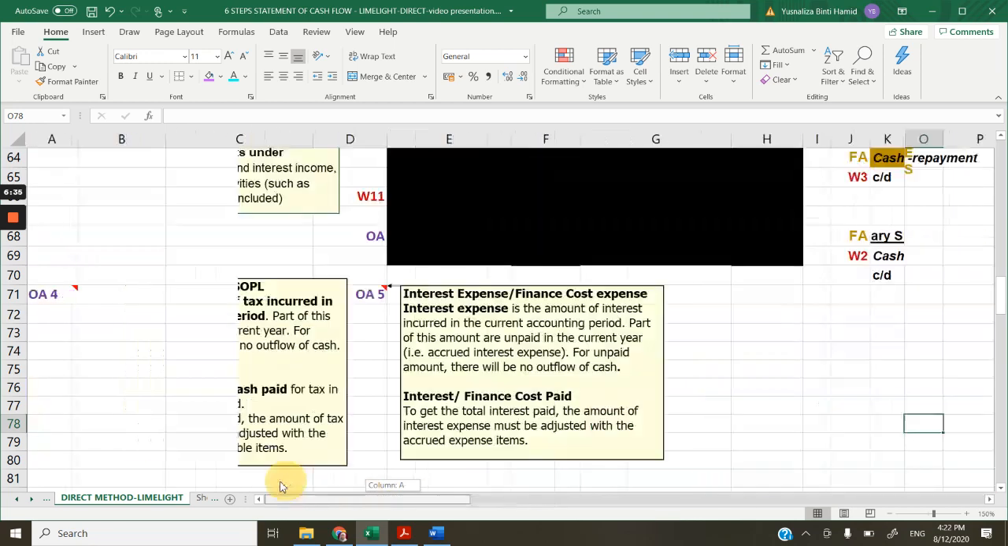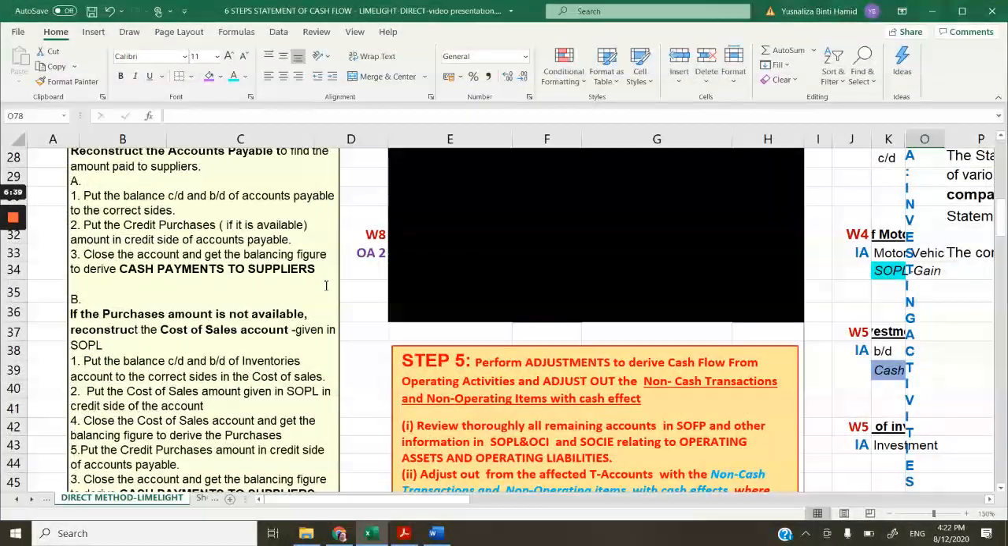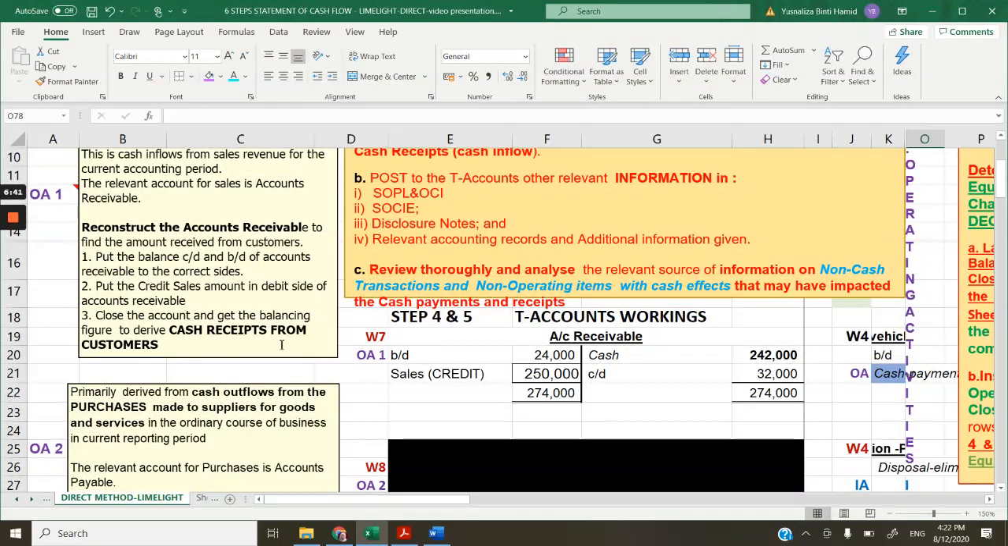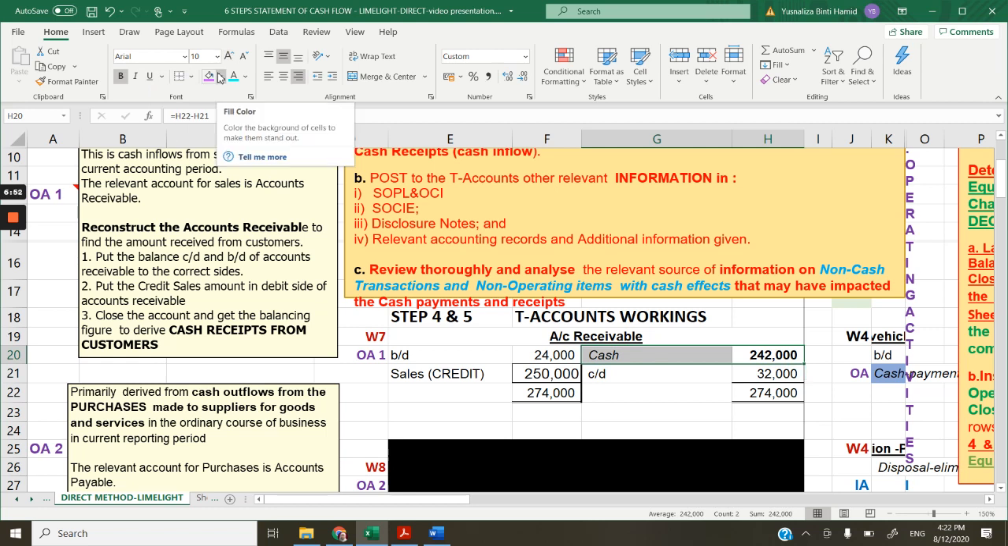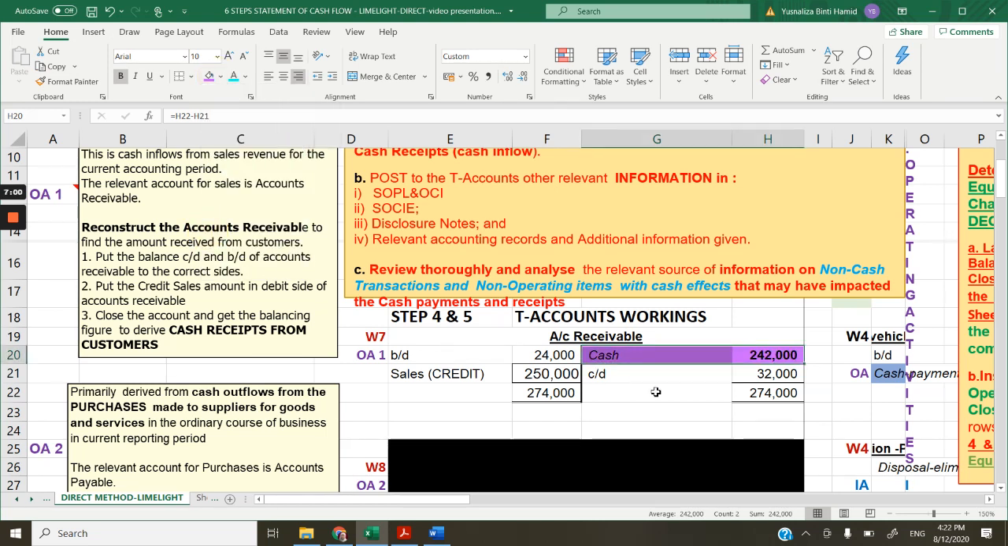So I've done that for you. Put it to the correct side. Don't put it to the wrong side because you will get the wrong answer. Right, so you get that. Then the balancing amount is your cash receipt from the customer. If you come across any allowance for impairment of receivables, you may have to do an adjustment to your T account as well. All right, so I'm going to put the purple color there. So that was the cash receipt from the customer.